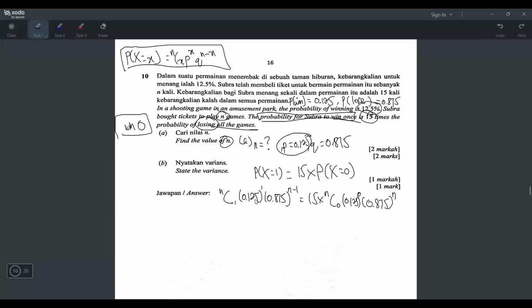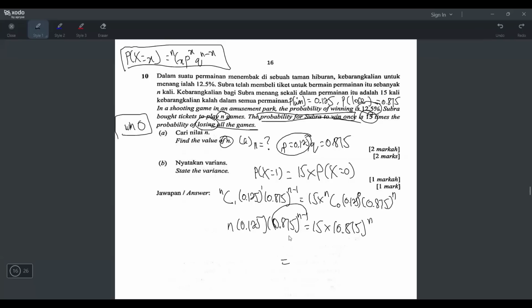Okay, I'm trying to find n. So how to do that? Okay, nC1 is n. If you press calculator, 6C1 is 6, 7C1 is 7, 8C1 is 8. Any number C1, it will get back itself. So it's n. 0.125 power 1 is 0.125. Okay, this one you cannot press calculator because you don't have your n, so this cannot be done. Equals 15 times, okay, nC0 is 1, so 1 no need to write lah. You can try with your calculator: any number C0, you get 1. Same with 0.125 power 0, this is also 1. Anything power 0 is 1. So you are just left with 0.875 power n here, because these two cancel already, become 1 already. Okay, now how to find n?